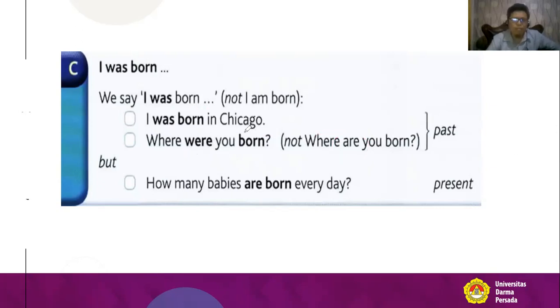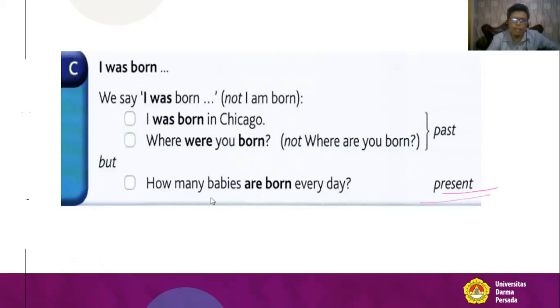Okay. Why do we use was, why do we use were? Because contextually, born means that it happens in the past. That's why it is past. But when we want to say something as a general truth, we say it in the present. Let's say, how many babies are born every day? We say are and then born. And why again with are, not were? Because we are talking about a general truth, something about information. So we have present.